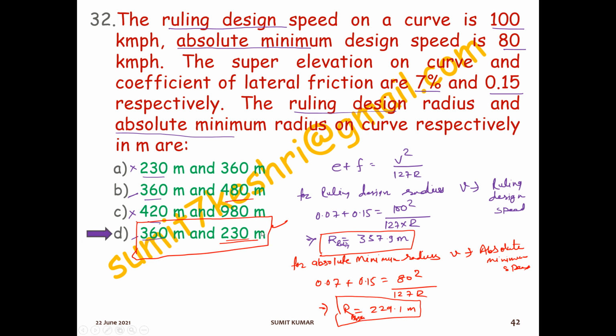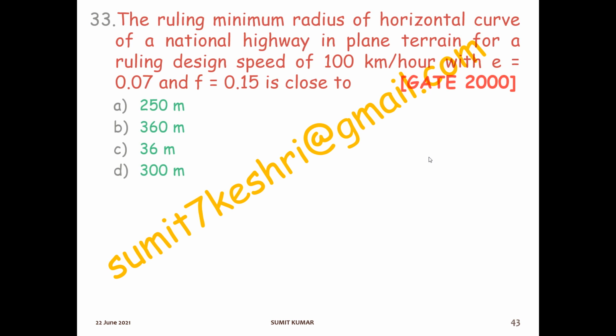This is a very simple calculation. Just remember this formula. The relationship between E, F, V and R is this only: E plus F equal to V square by 127 R. So proceed to the next question, which is question number 33.